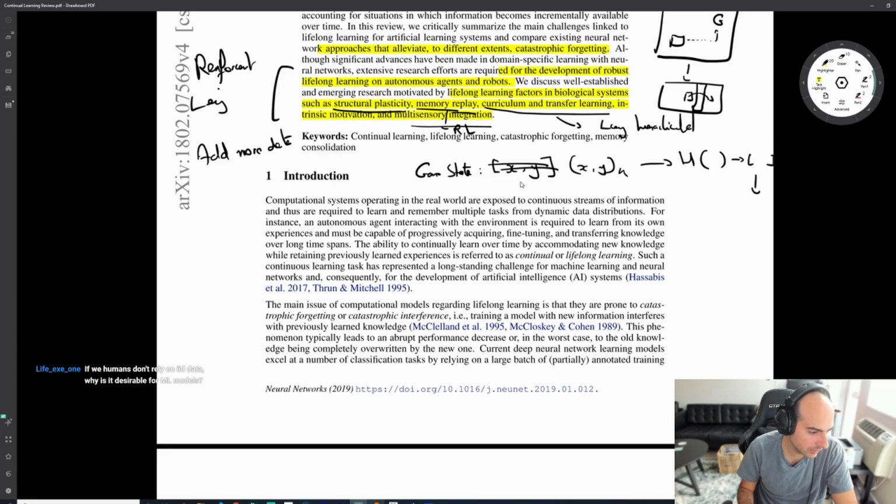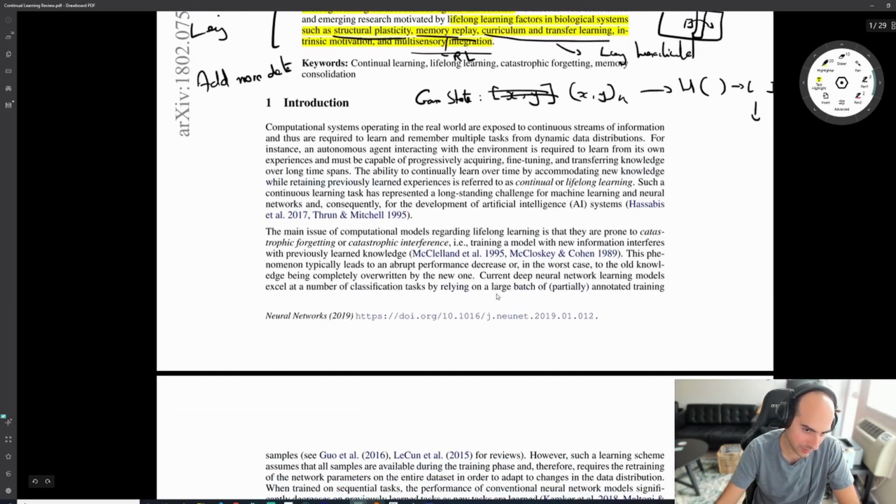If a human relies on IID data, why is it desirable for ML models? That's a very good question. Because if you did not make the IID assumption, that throws away most models that actually work. Think about it, right? Let's discuss this example a bit more. Why is IID a big deal?